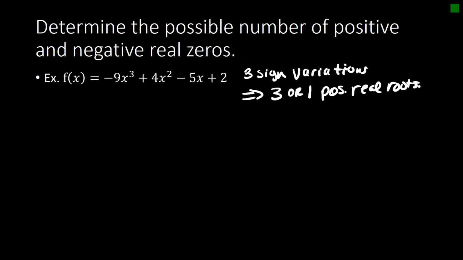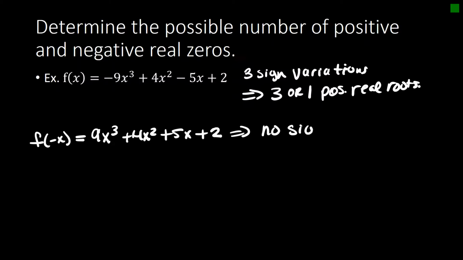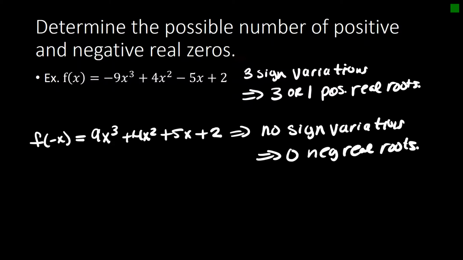Now let's look at f of negative x. If I put a negative in here, this is going to make this 9x cubed. If I put a negative, that's going to be 4x squared. That's not going to change. If I put a negative x here, I'm going to have 5x and then plus 2. So here we have no sign variations, which means we're going to have 0 negative real roots.